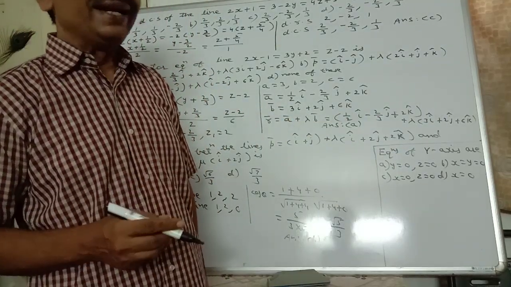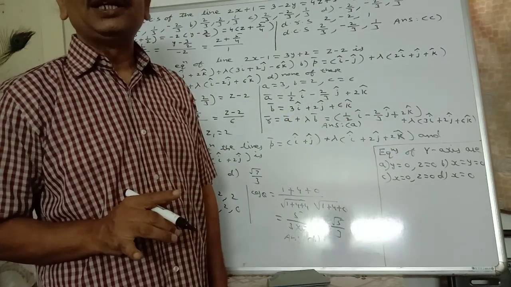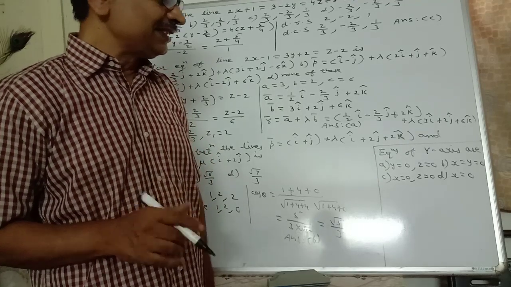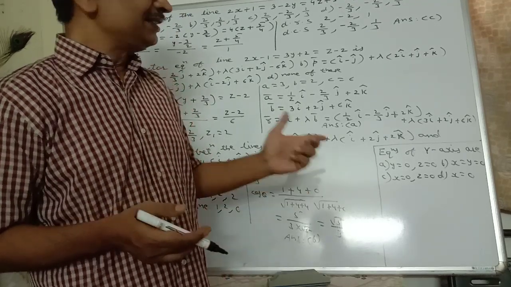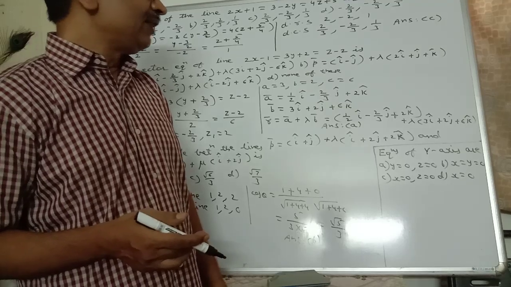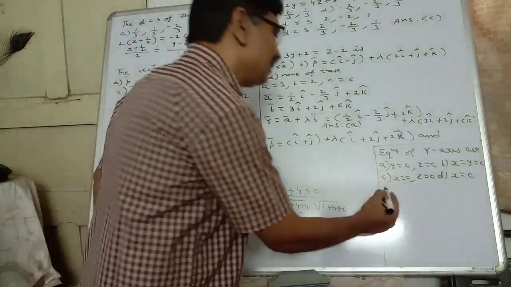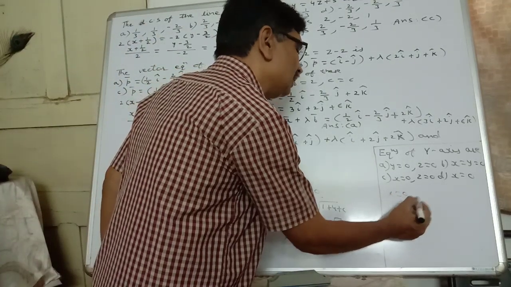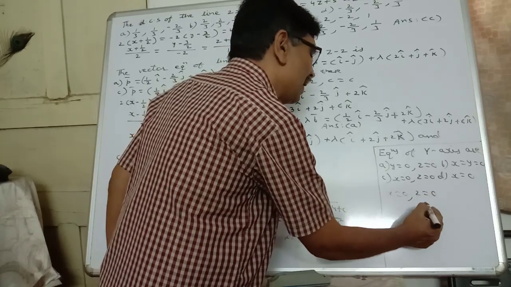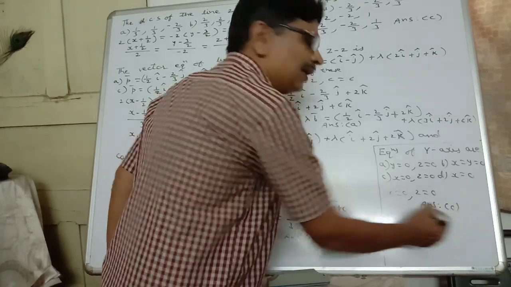Equation of the y-axis. In two-dimensional geometry, the equation of the y-axis is x equal to 0. This is three-dimensional geometry. Equations of the y-axis: x equal to 0, z equal to 0. Answer is option C.